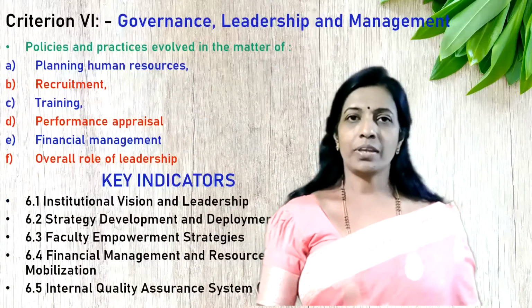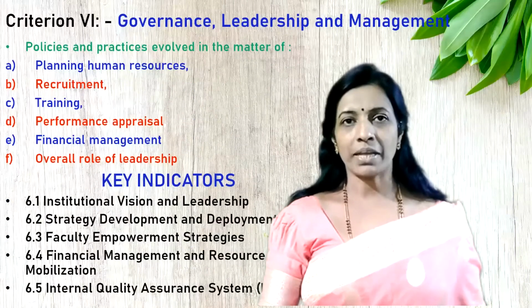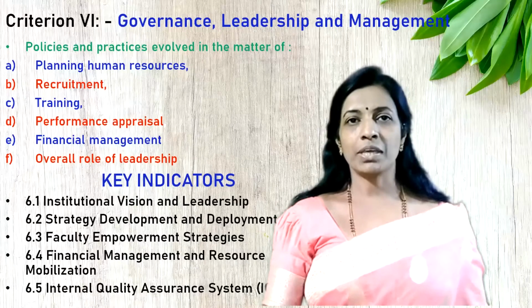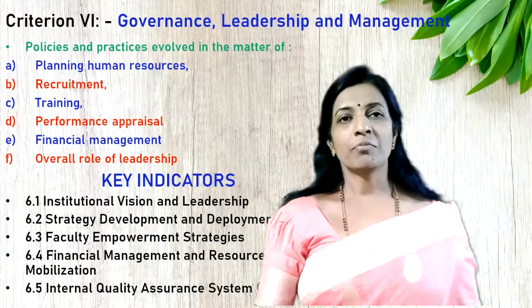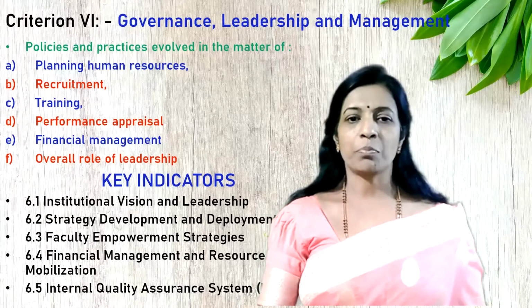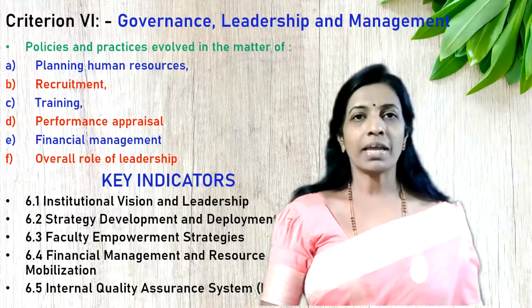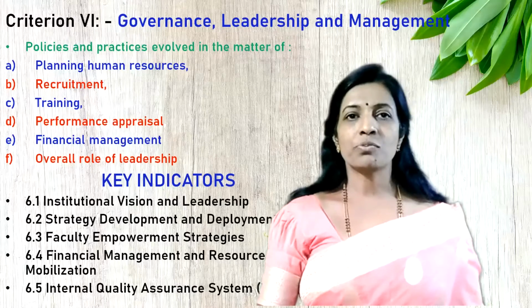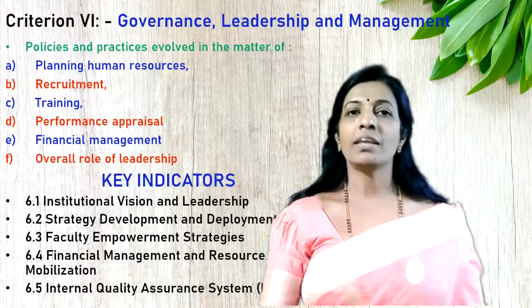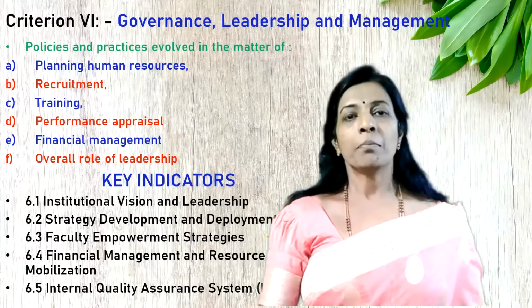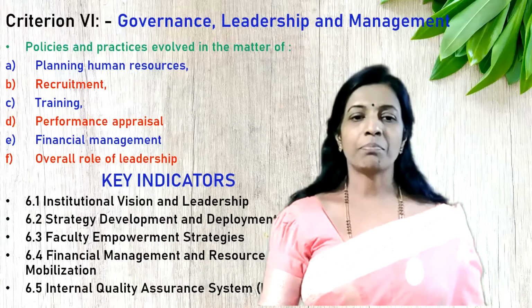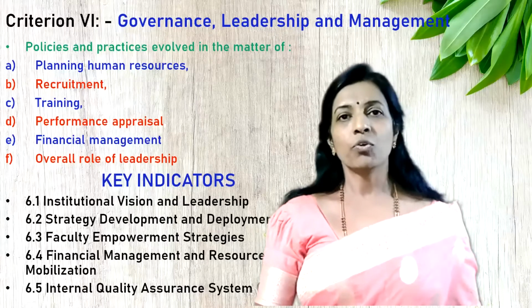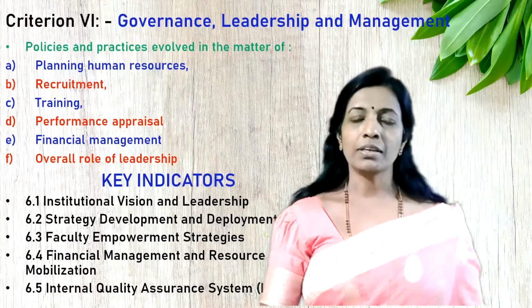The sixth criteria is governance, leadership, and management. Under this criteria, the major aspect which is being examined is the different policies and programs which have been evolved by the institution regarding planning of human resources, recruitment of the faculty, training of the faculty, performance appraisals of the staff members, the financial management of the institution, and the overall role of leadership in the institution.